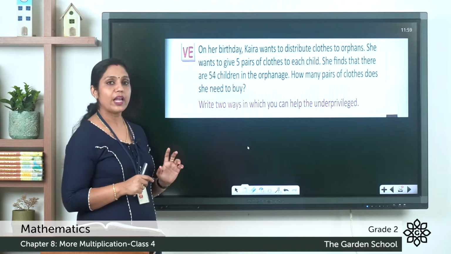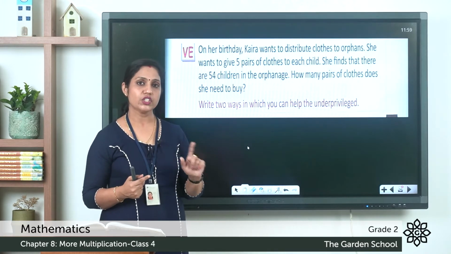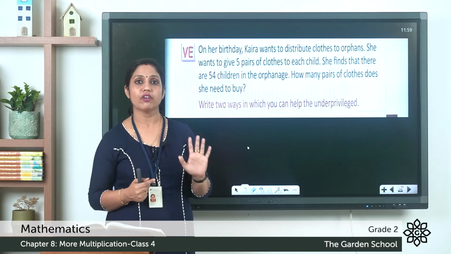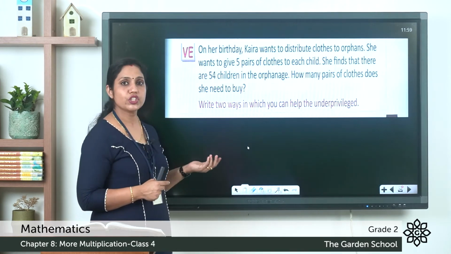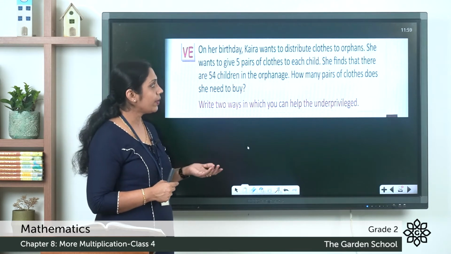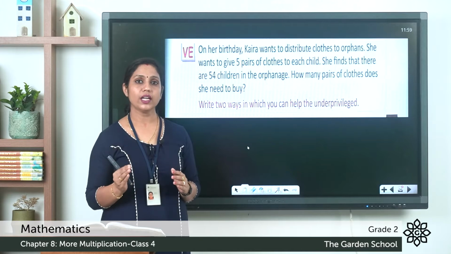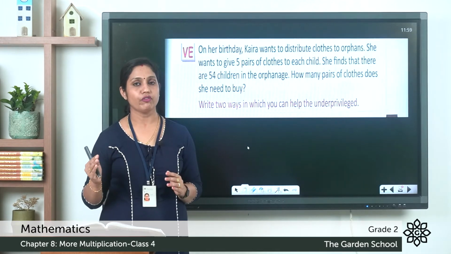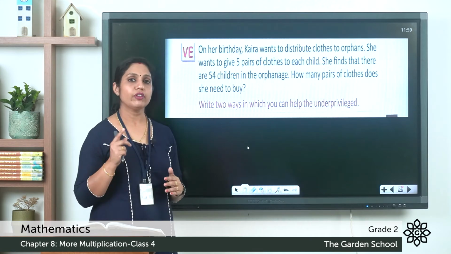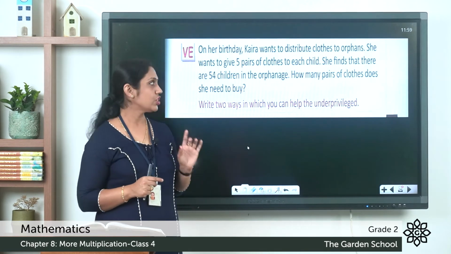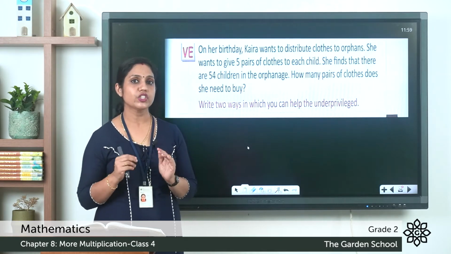She wants to give 5 pairs of clothes to each child. So to one child she wants to give 5 pairs of clothes. She finds that there are 54 children in the orphanage. How many pairs of clothes does she need to buy? So the total children, that is the total orphans in the orphanage, are 54. If she wants to give each child 5 pairs of clothes, how many clothes should she buy?